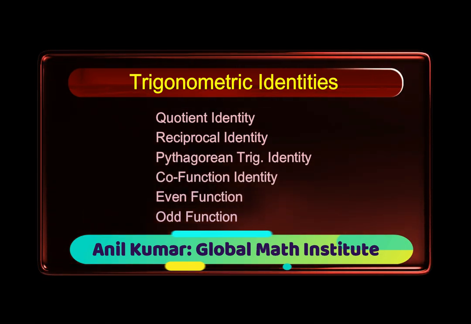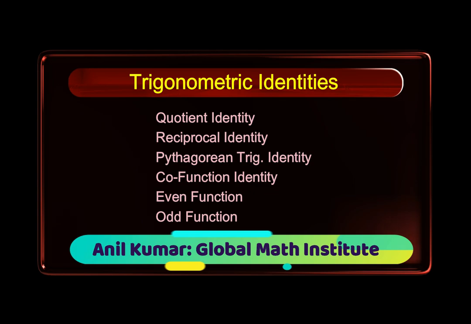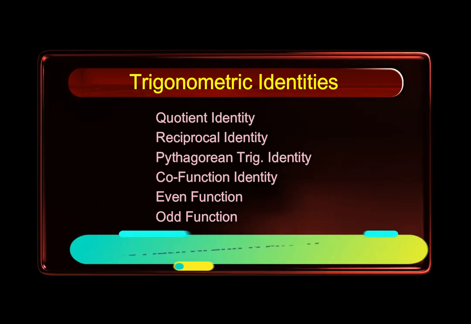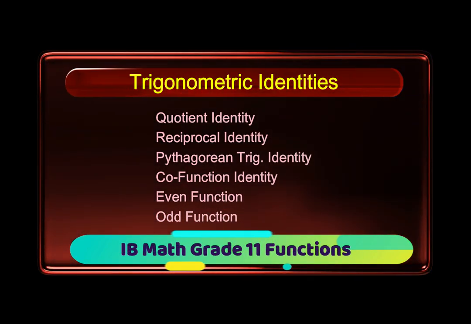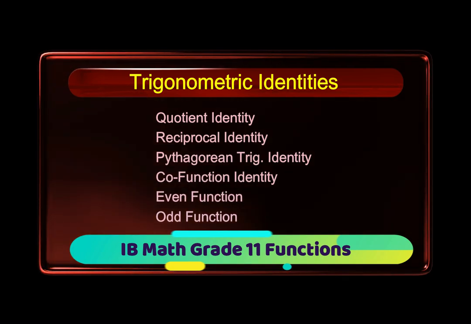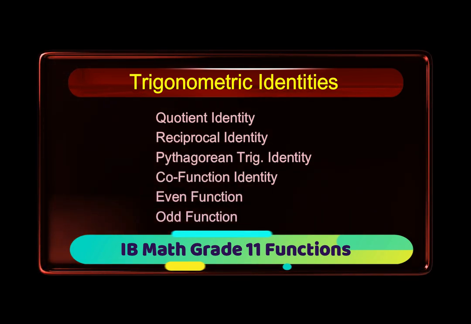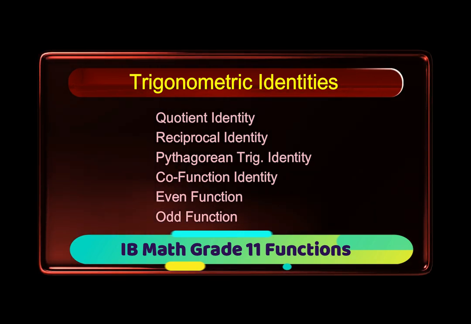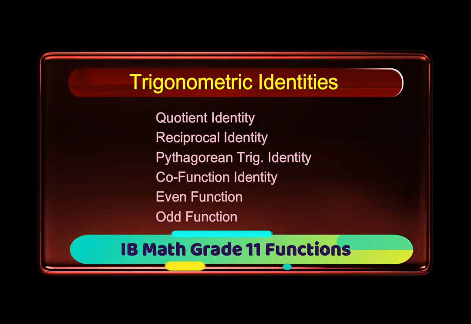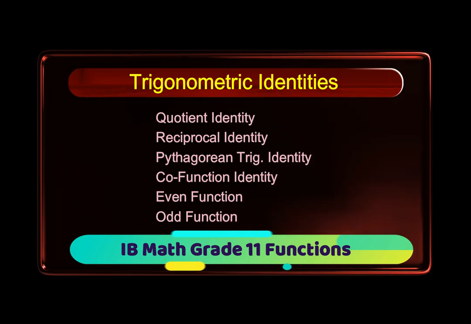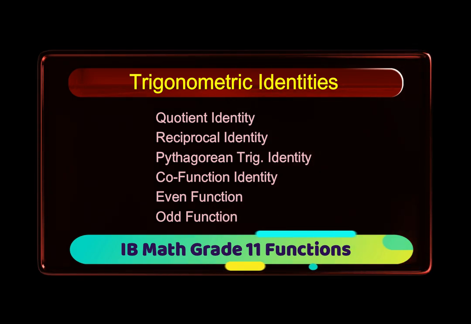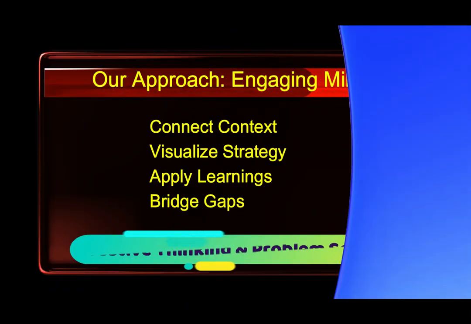In this video, we will learn about trigonometric identities. We'll begin with understanding what are quotient identities, how do we relate the reciprocal identities, how do we prove the Pythagorean trigonometric identities, understand the cofunction identity, and what are even and odd functions. We are then going to use these identities to prove many more identities. You will learn multiple strategies to understand all these concepts.